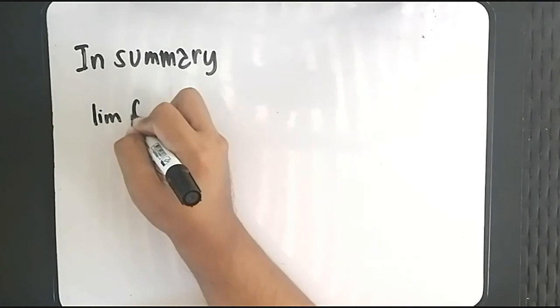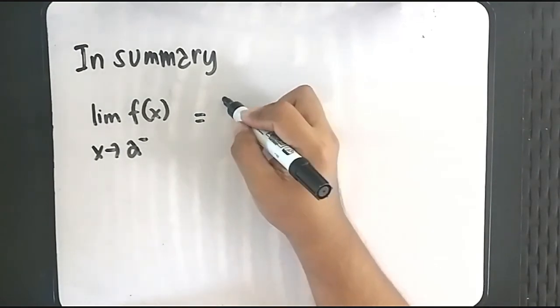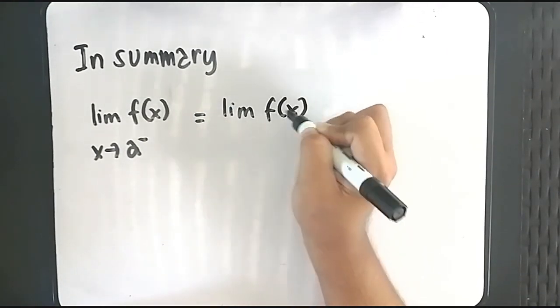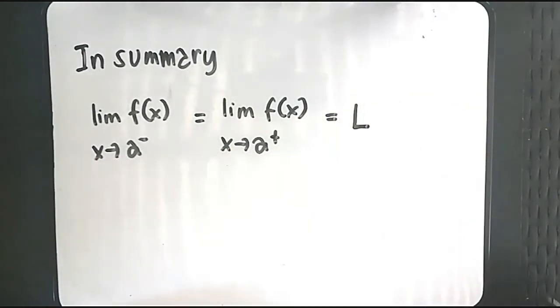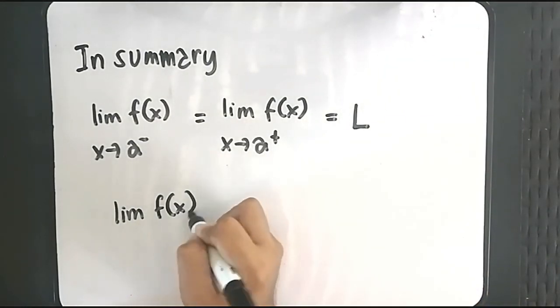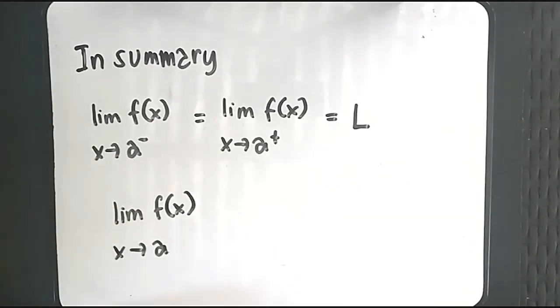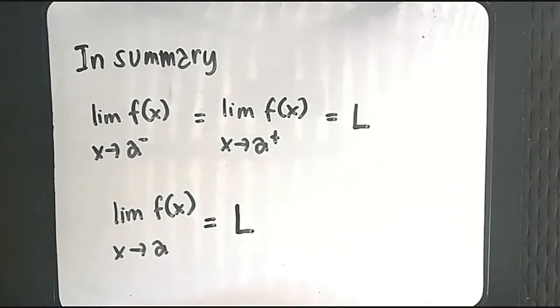So in summary, kapag yung limit ng f of x as x approaches a from the left ay equal kay limit ng f of x as x approaches a from the right, so let's say L ito, then ibig sabihin nito that the limit of f of x as x approaches a, the two-sided limit, is actually equal to L. Otherwise, kung hindi sila equal, then the limit of f of x as x approaches a does not exist.